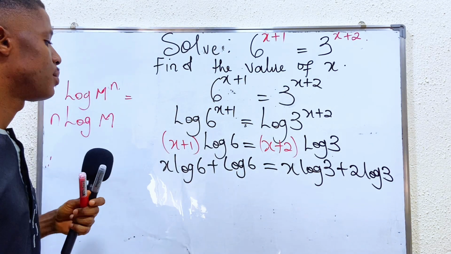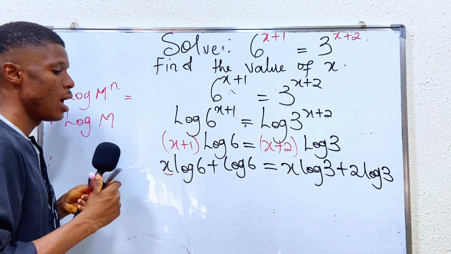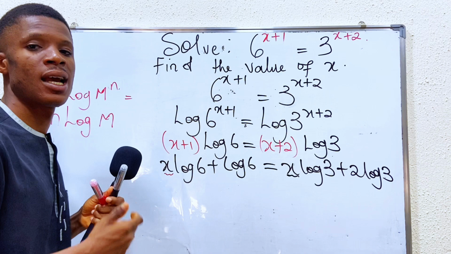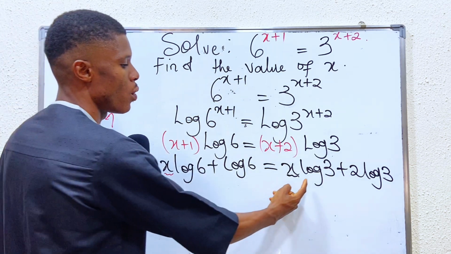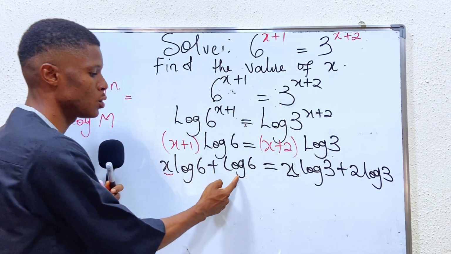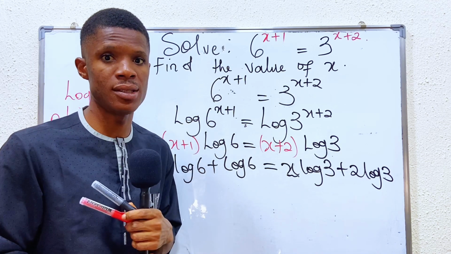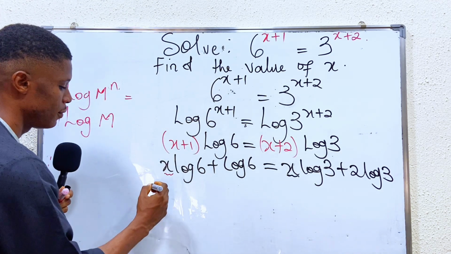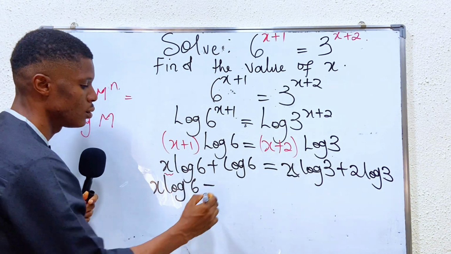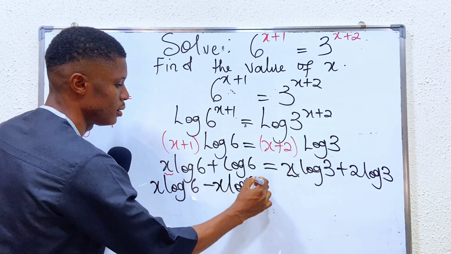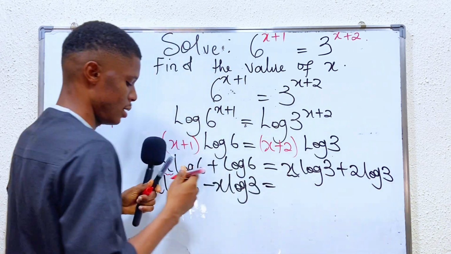So since we have opened this bracket, we understand that we have this x in this side of the equation, and we also have this x in the other side of the equation. So we simply have to collect like terms. To collect like terms, we have to minus x log 3 here and also minus log 6, so that the one that doesn't have the variable x will be on the same side. So if we do that, what do we have? We have x log 6 minus x log 3 is equal to, what do we have left? 2 log 3.